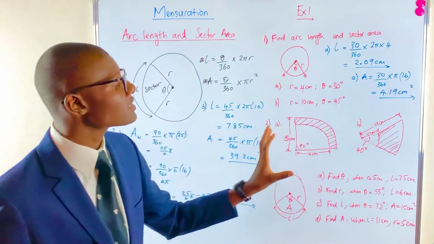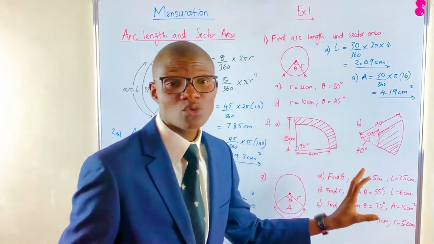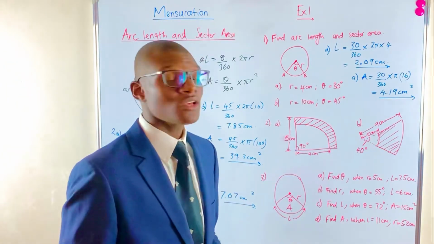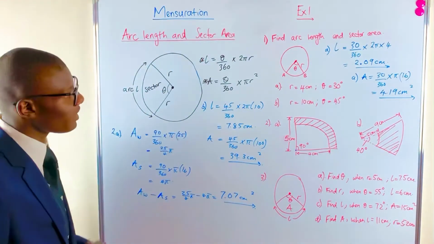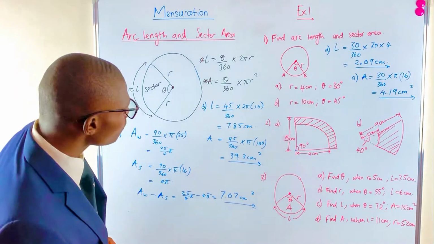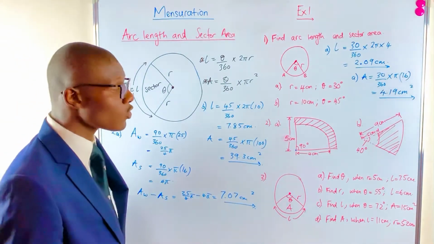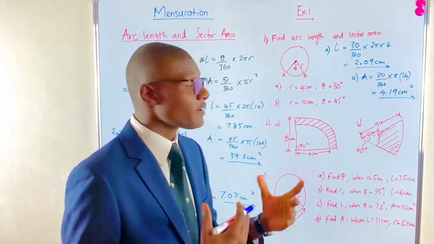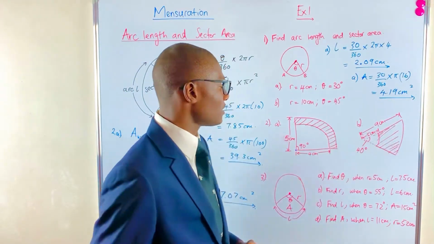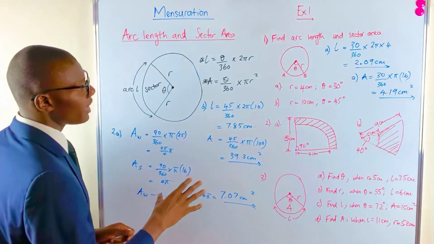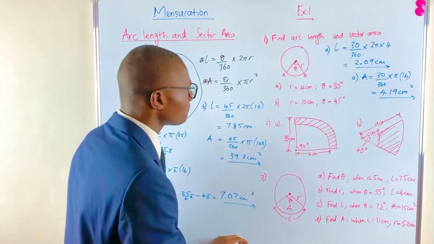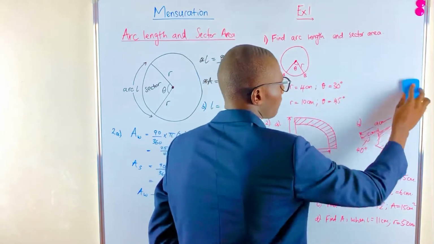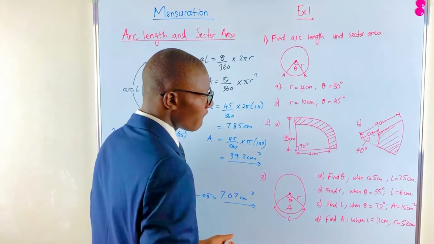Now, for part B, we are also required to find the area of the shaded region. So we're going to use the same application. We're going to say the area of the whole sector minus the area of the smaller sector to find the area of the shaded region. So allow me to erase that part.